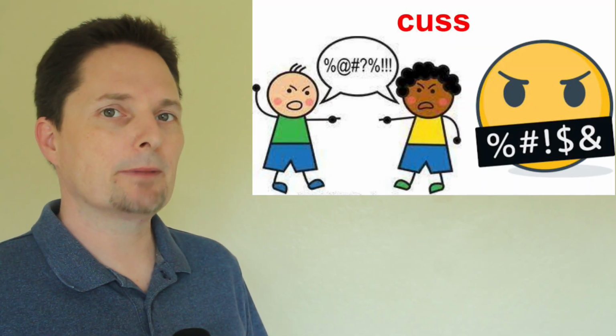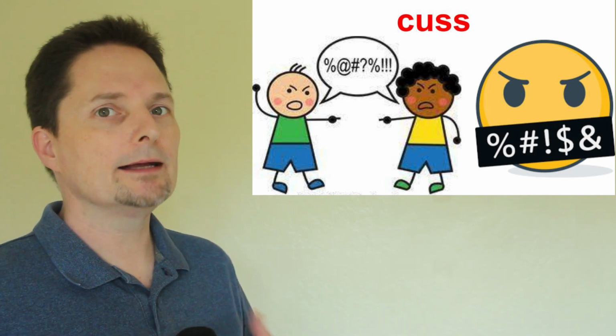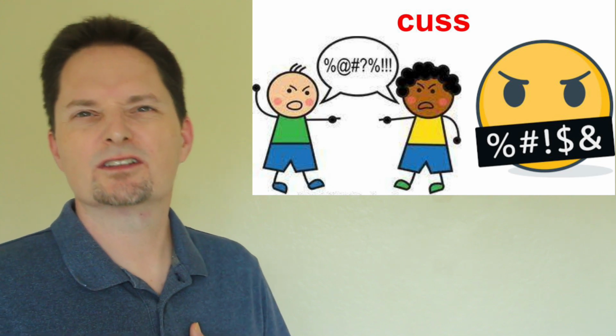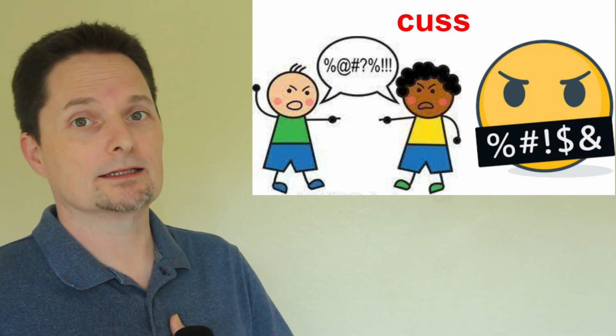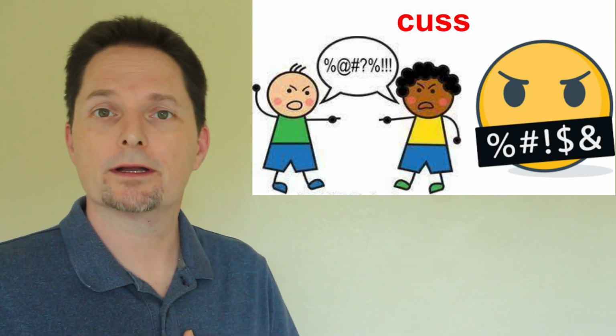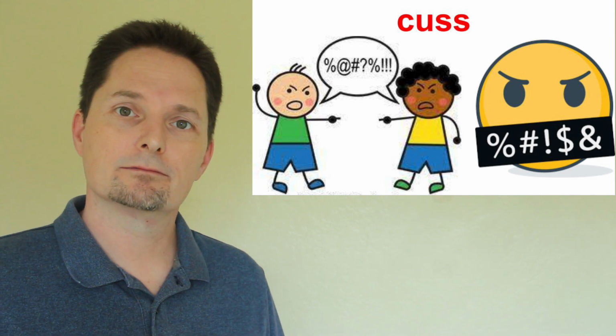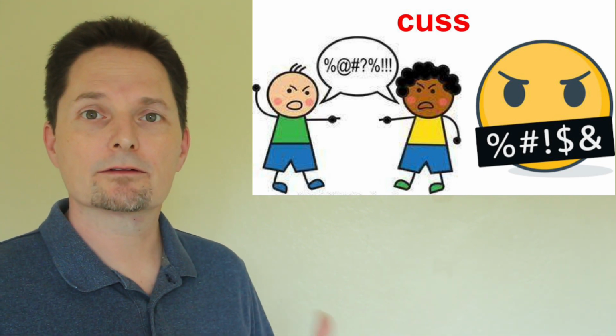So, we have a verb, cuss. Cuss means to say bad words, or to say cuss words. I don't cuss. I don't cuss in front of my children. I don't cuss in front of women. I don't use bad words. So cuss is the action. They are cussing at each other.